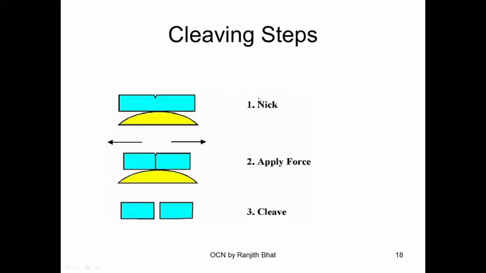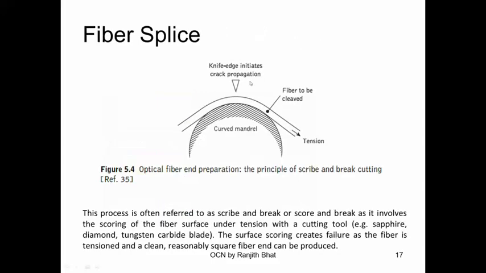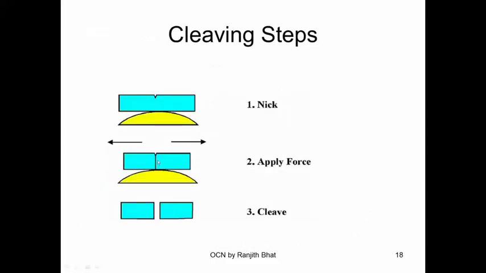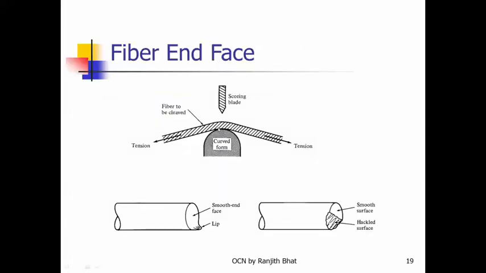So this is the cleaving step, where a small cleavage is made because of the knife edge, and it is cracked open so that upon applying force it becomes two fibers, and this is the cleave which is formed here so that we can have joints same as the previous one. This needs to be avoided. The lip needs to be avoided because it needs to have only a smooth end face, not a negative lip or a hackled surface.